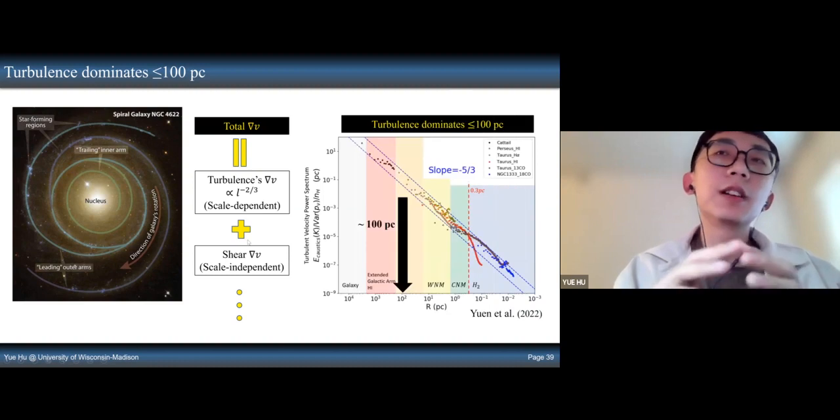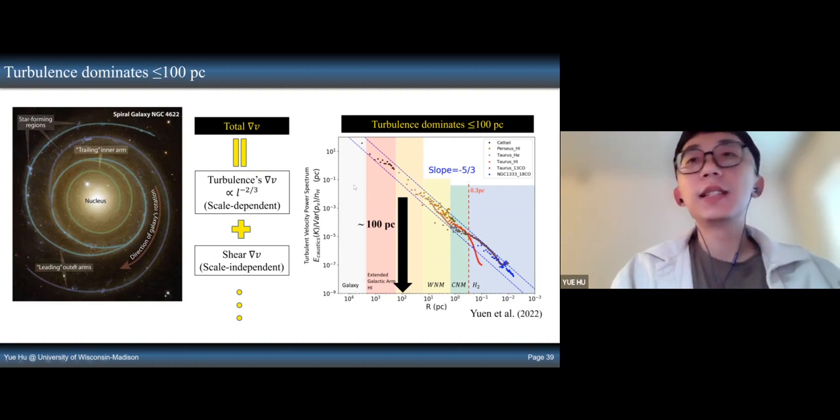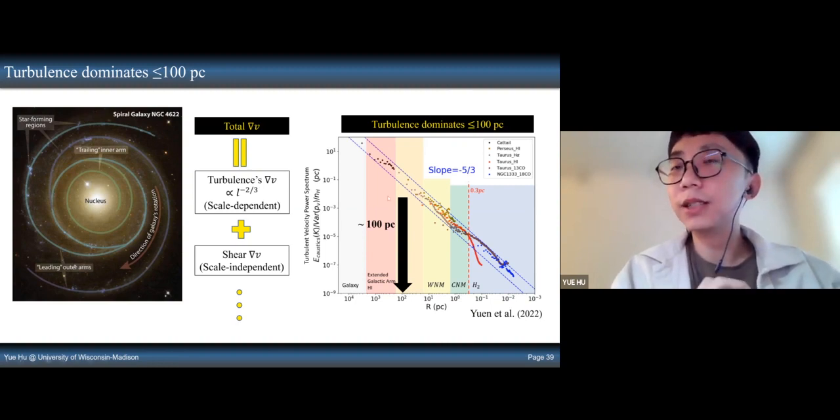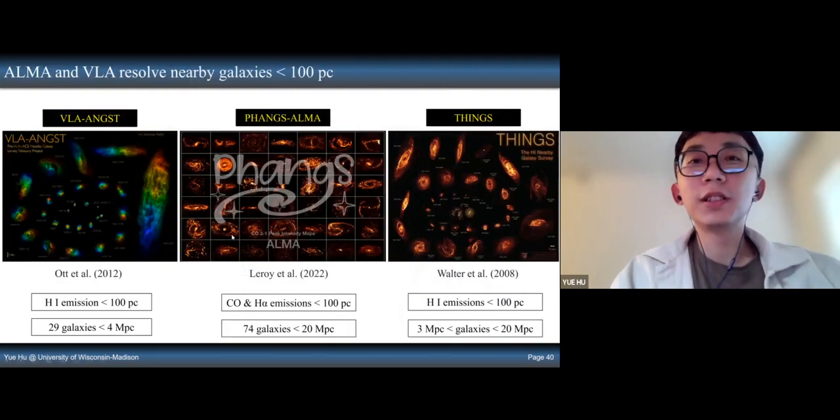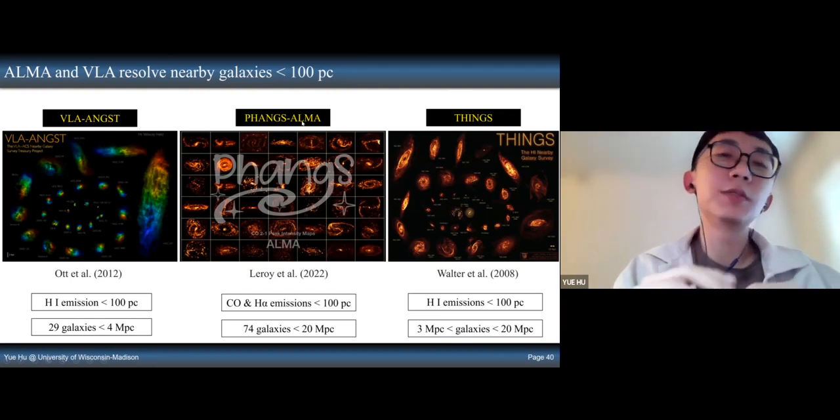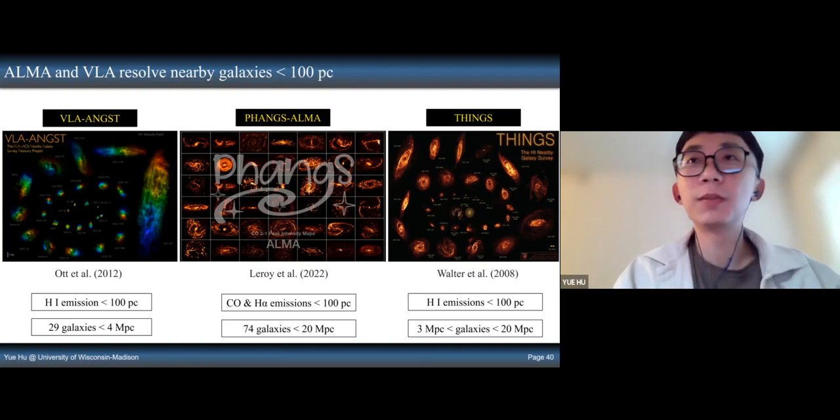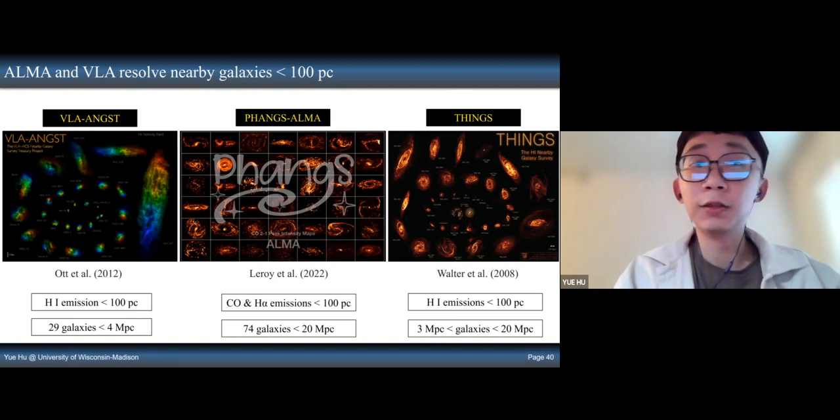Therefore, if we have very good high resolution observations for the galaxy, we can have the dominance of turbulence at small scales. And there's a recent study of turbulence in our galaxy, and it shows the turbulence dominates at small scales, smaller than 100 parsec. Therefore, if we have high resolution observations like from VLA or ALMA, and we can resolve the turbulence scale, that's 100 parsec, we can use their observations to trace the magnetic field using the velocity gradient.